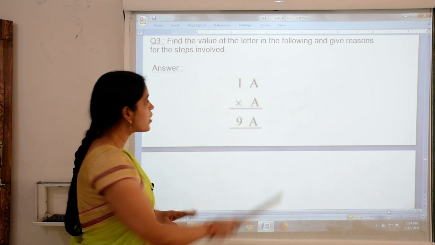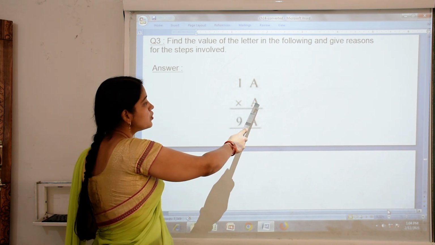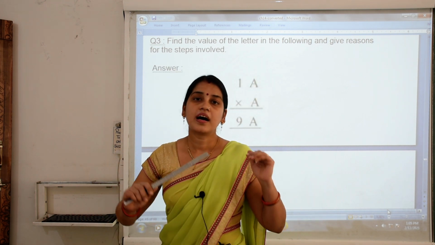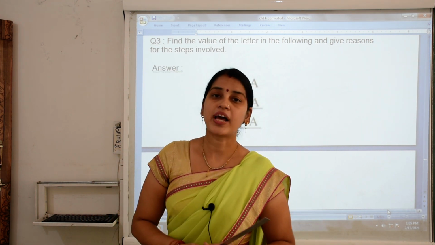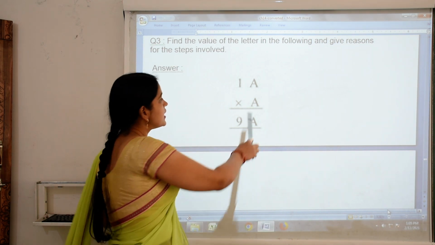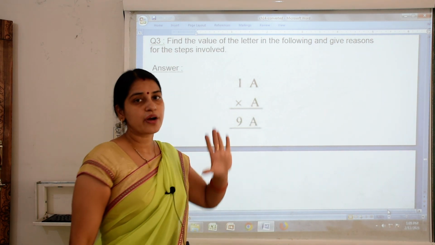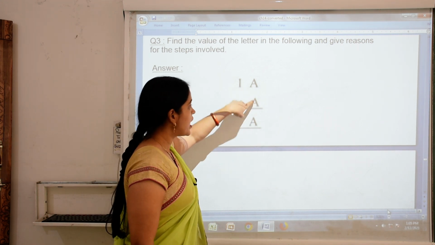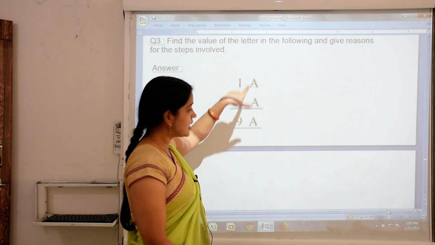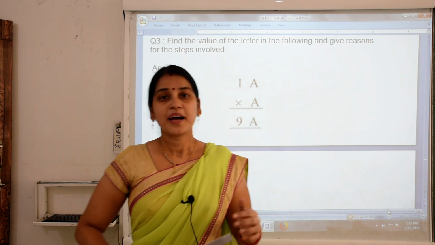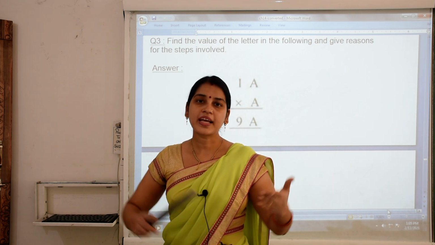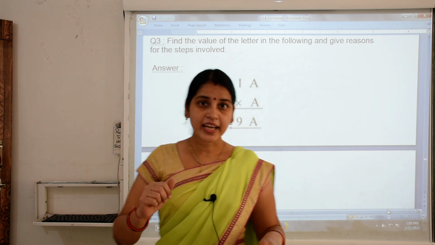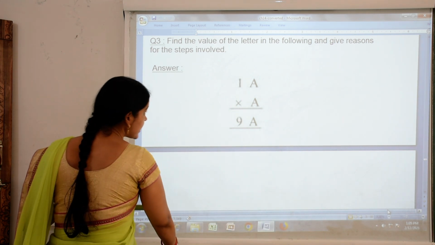Now here you have been given 1a into a, which is equal to 9a. That means you have to find again the value of the alphabet. Here the alphabet is a. The a value we have to find. Now how is a given? A is given in such a way that when a is multiplied by a, then again you get a. What type of number will a be, that when you multiply it by itself, you get the same number? Okay?